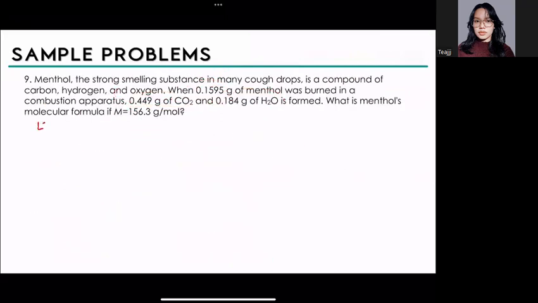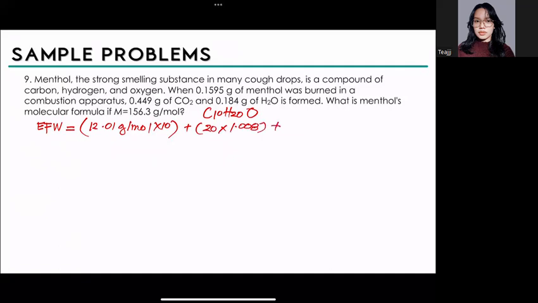What do we need? First, we need the empirical formula weight. So that would be 12.01 grams per mole, because our empirical formula is C10H20O. So 12.01 times 10 plus 20 times 1.008 plus 16. And that will give you 156.26 grams per mole.